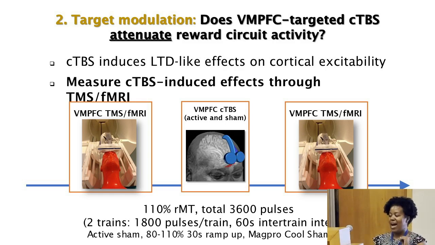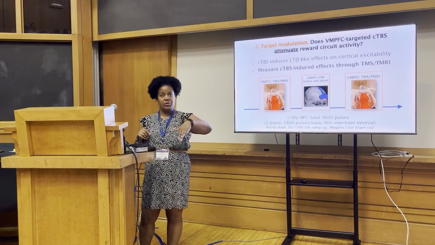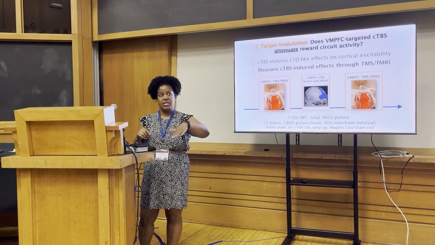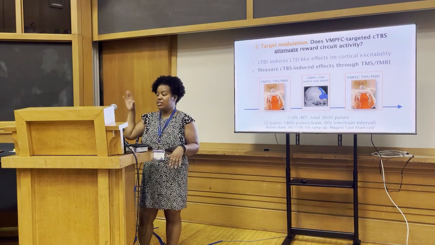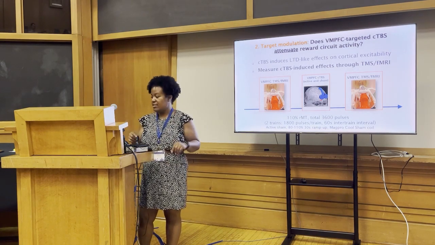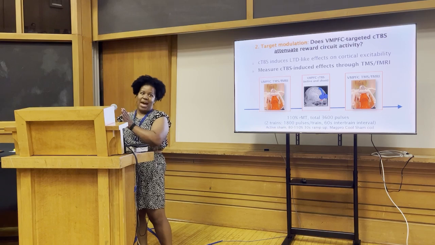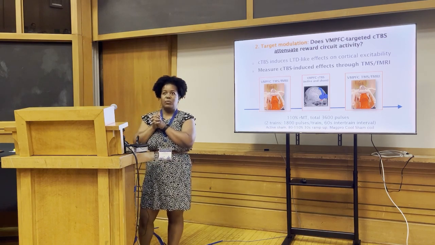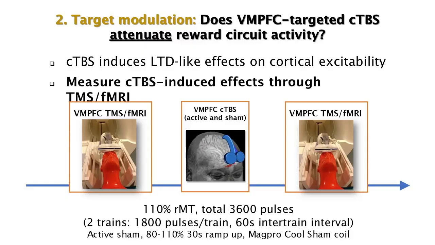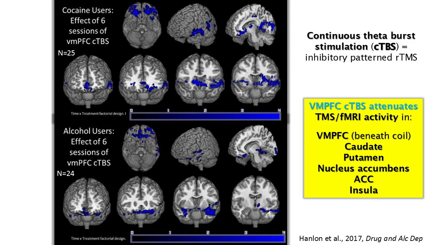But we also had 2 different sessions for each subject, so it was a within-subject design, where they underwent an active session of inhibitory TMS, in this case continuous theta burst stimulation, and a sham, and then we compared that across each individual. They went right back into the scanner immediately, and we pinged their brain again, and we saw whether or not we were able to suppress the response in the circuitry. And in fact, that's exactly what we found.